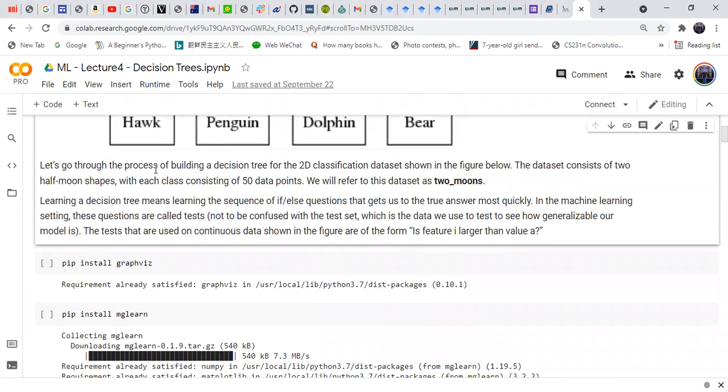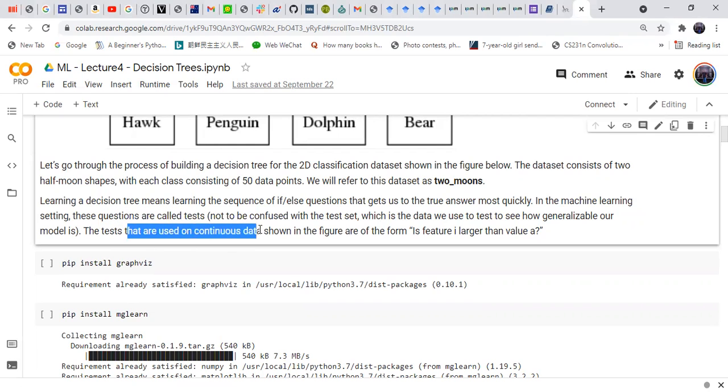We go through the basic process of building the decision tree for the 2D classifier data set shown in the figure. The data set consists of two half moon shapes, with each class containing 50 data points, and we refer to it as the two moons data set. Learning a decision tree means learning the sequence of if-else questions that gets us to the true answer most quickly. In machine learning, these questions are called tests. These tests should not be confused with the test set.